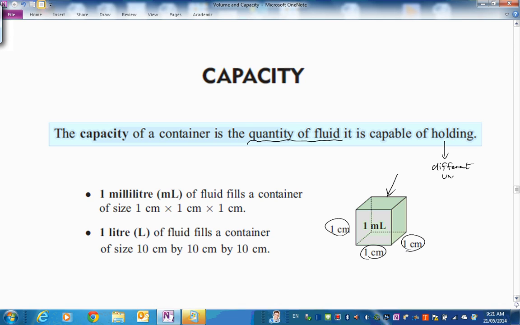Different units for volume. So technically, when you say the volume is the amount of space inside, you're going to talk about 1 centimetre cubed. If you talk about the volume of fluid, we measure that in litres and millilitres. So 1 centimetre cubed contains 1 millilitre. So 1 millilitre will fit exactly in 1 centimetre cube. 1 litre has to fit in 10 centimetres by 10 centimetres by 10 centimetres. So that's our going between the units for volume and the units for capacity.